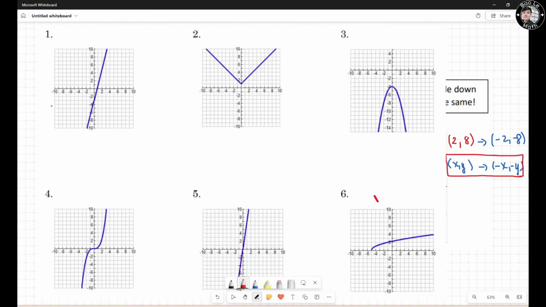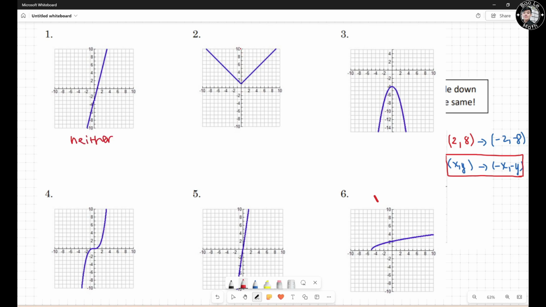Now, let's take a look at a few examples. We need to determine if the following function is even or odd. So, we need to explore the symmetries of the function, right? Look at the first one right here. The function does not pass through the origin, so the function is not odd. The function does not have the y-axis as an axis of symmetry, so the function is not even. So this should be neither.